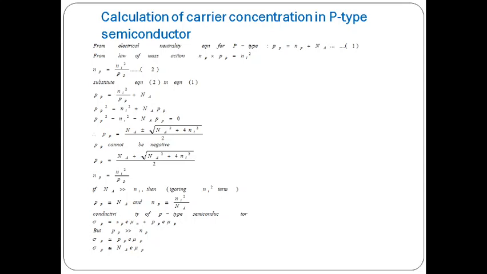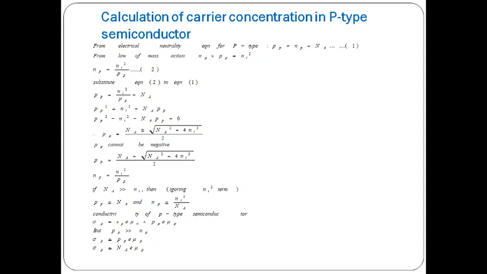If the acceptor concentration is more compared to the intrinsic carrier concentration, that means Na is greater than Ni. By ignoring the Ni square term, Pp equals Na. That means the majority charge carriers are almost equal to the acceptor concentration, and Np equals Ni square by Na. The conductivity of the p-type semiconductor, sigma p, equals Np e mu n plus Pp e mu p.